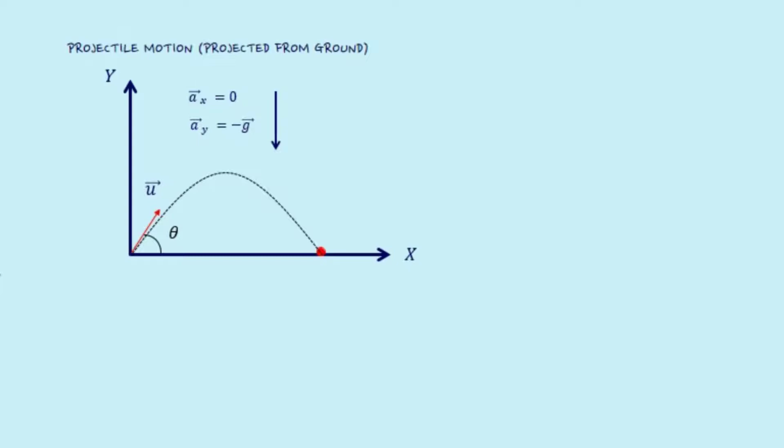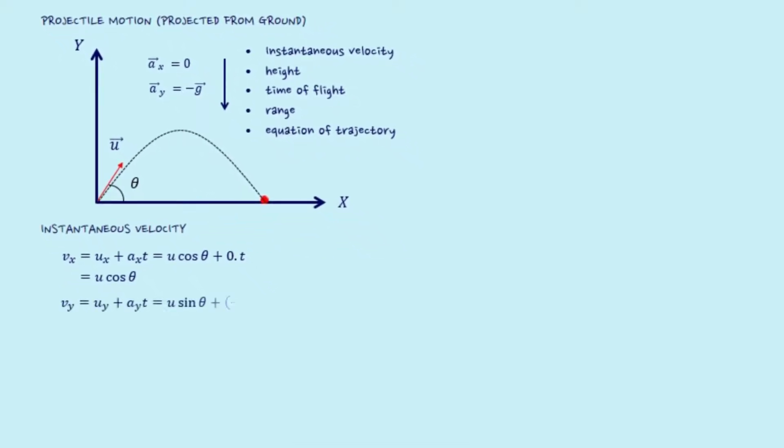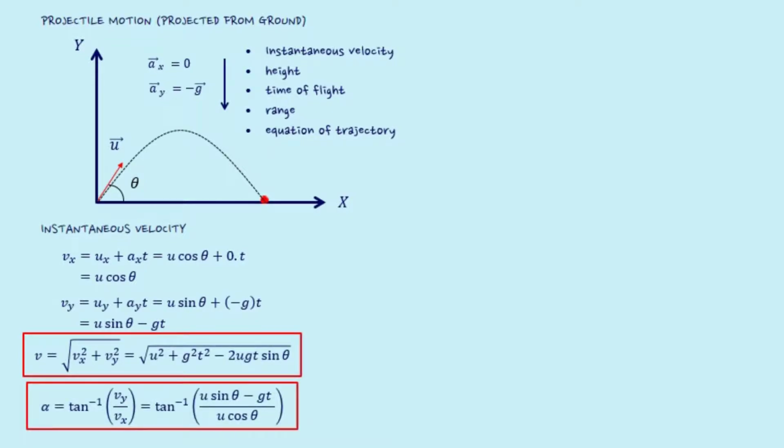In this problem, we have to calculate the following things: instantaneous velocity, maximum height of the projectile, time of flight, the range of the projectile, and finally the equation of the trajectory. To calculate the instantaneous velocity, we need to evaluate the x and y components of velocity at any instant. Here, the initial velocity along the x-axis is u cos theta and along the y-axis is u sin theta. Putting these values, we can evaluate the magnitude and direction of instantaneous velocity.